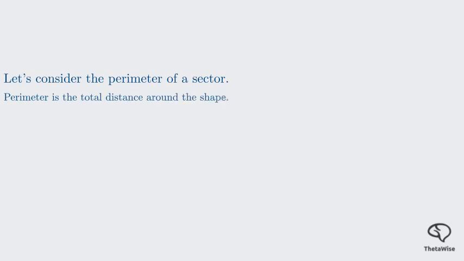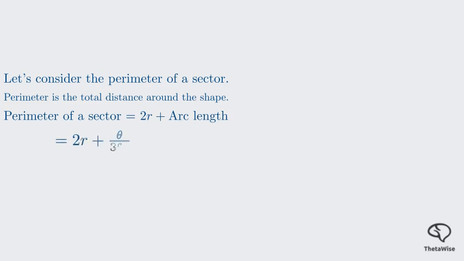Finally, let's consider the perimeter of a sector. Remember that perimeter is the total distance around the shape. The perimeter of a sector is composed of the arc length plus the two radii that form its straight sides. So, the formula is 2r plus the arc length, or 2r plus theta over 360 times 2 pi r. It's the two straight edges plus the curve.